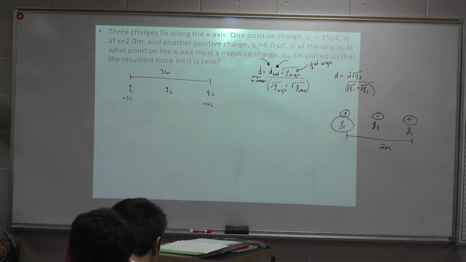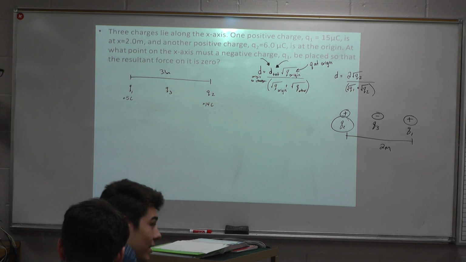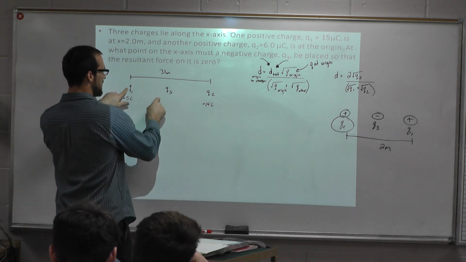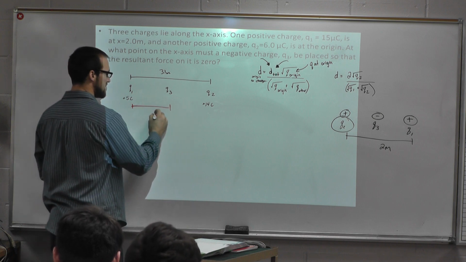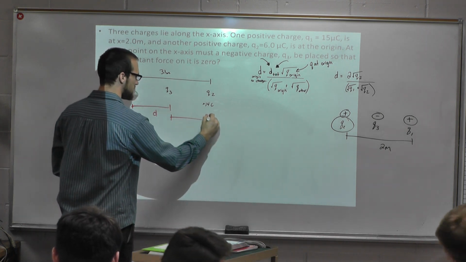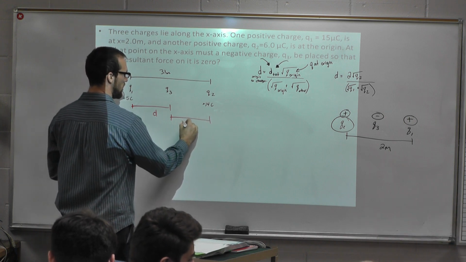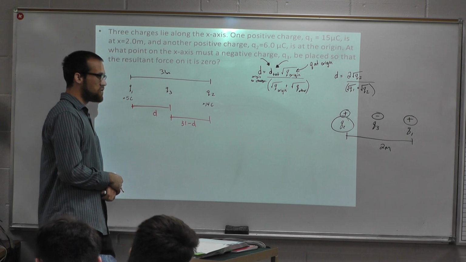Alright, what'd you guys get? Her answer: 11.59 meters from Q1. Almost, but that's not our answer. That's right, 11.59 is the distance between Q1 and Q3, because you arbitrarily say this is D and this is 31 minus D. So we don't need to finish and say what 31 minus D is? You can if you want.